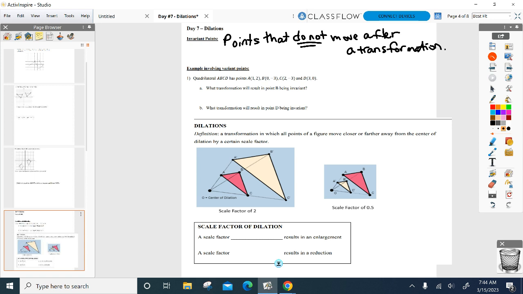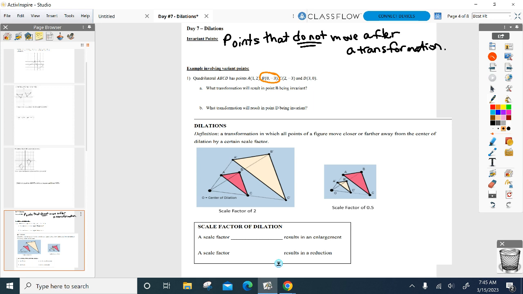All right, let's take a look at one here. Quadrilateral ABCD has those points. What transformation will result in point B being invariant? Once I do a transformation that you're going to tell me, point B is going to stay at 0, -3. It's not going to go anywhere.